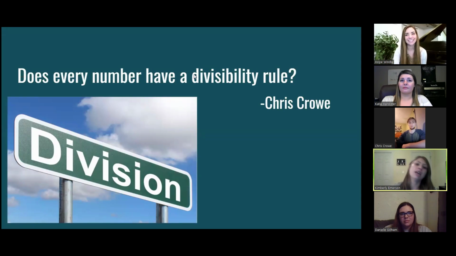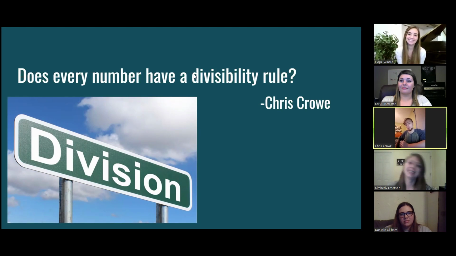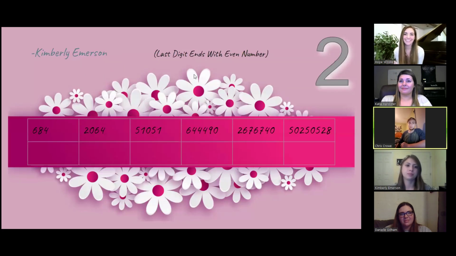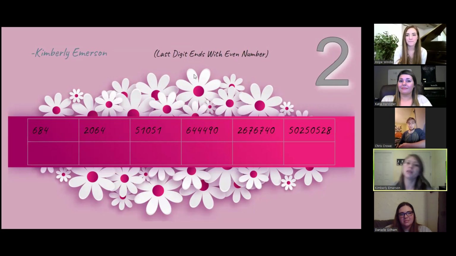Okay, Chris, does every number have a divisibility rule? That's a pretty good question, and the answer would have to be yes. Every number has some kind of divisibility rule. 2 has a divisibility rule, 5 has a divisibility rule, 10 has a divisibility rule, 360 has a divisibility rule. Every number has some kind of rule that you can follow in order to figure out whether it divides evenly or not.